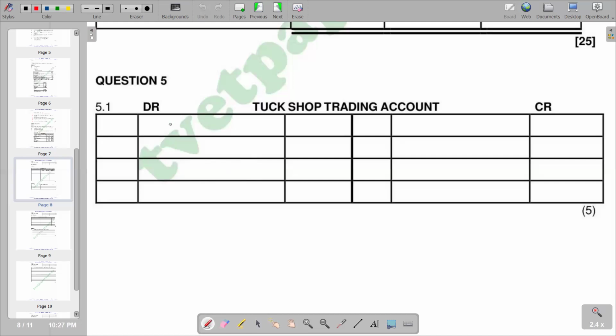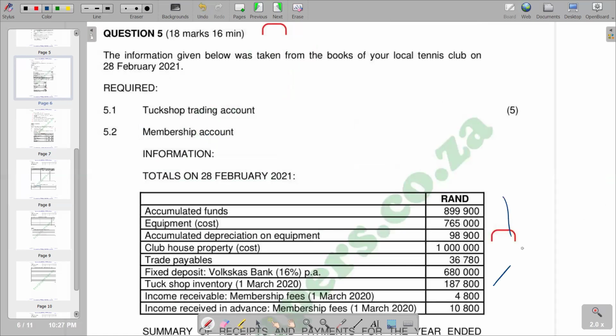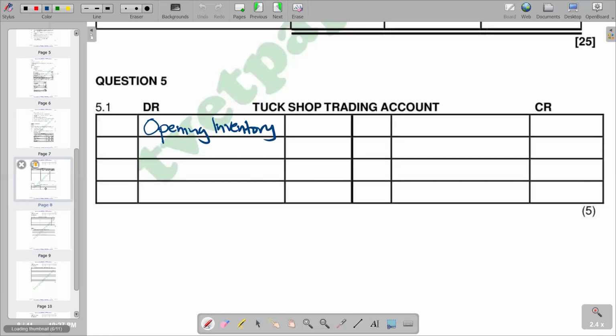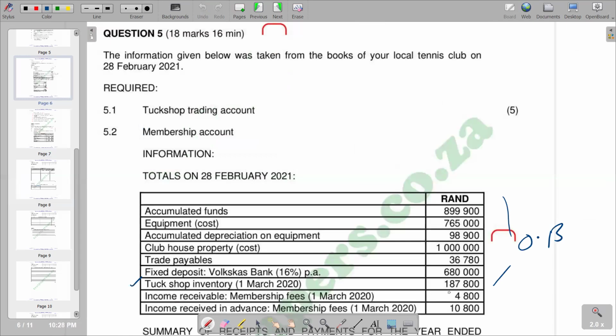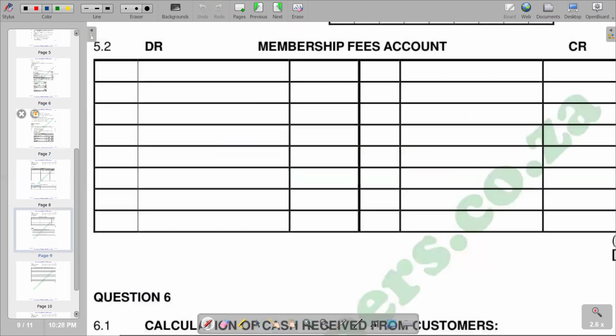So we go back now and try to find our opening inventory. We have already identified opening inventory, and then we can just take note of the opening balances. Remember, we identified March 2020, so the date is 1 March 2020. So in our answer section, we write March 1. Basically, this is what we have. And then the amount that we have for inventory is going to be 187,800.